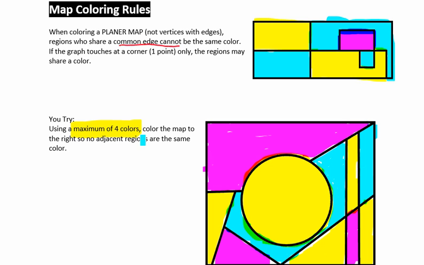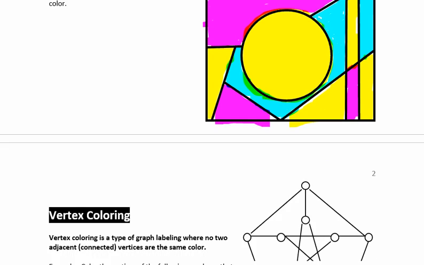Now you notice that I said using a maximum of 4 colors, and I was able to do it with 3. You may not be able to do this with 3. You may need 4. So if you ever find yourself where you're like, oh no, all 3 colors are touching an area, then you may have to pull out that other color. And that's fine. Okay, so those are map colorings.